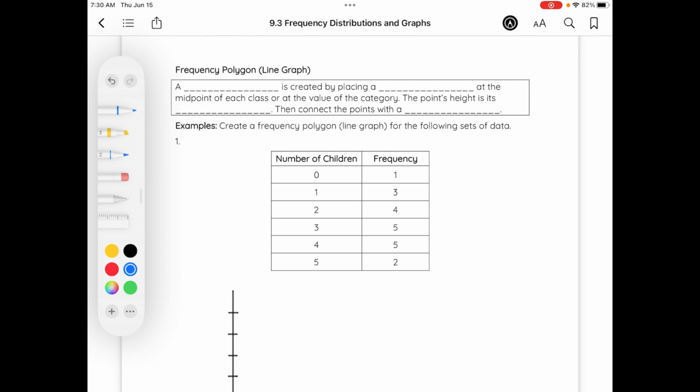We also might want to talk about a frequency polygon. This is also known as a line graph. A frequency polygon is created by placing a point at the midpoint of each class at the value of the category. The point's height is the frequency. Then connect the points with a line.